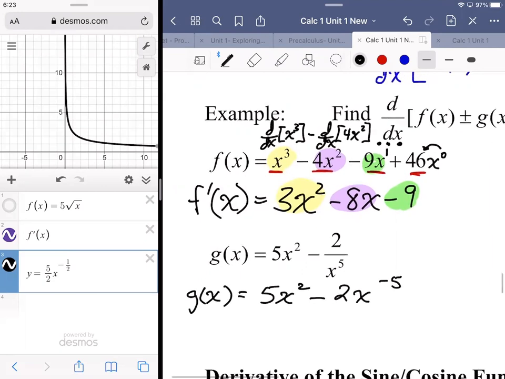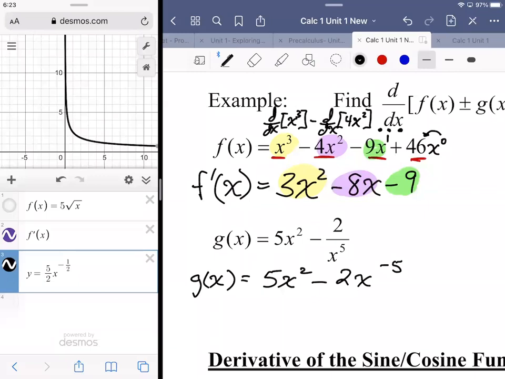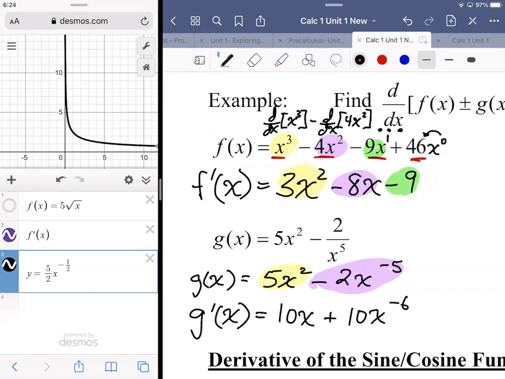So that's my g of x. Now I'm going to take the derivative. Again, we'll do it a piece at a time. We got this one, and then we got this piece. So g prime of x is going to be 10x plus 10x to the -6. Power multiplied by coefficient, reduce the power by 1. -5 times -2 is +10. -5 minus 1 is -6.